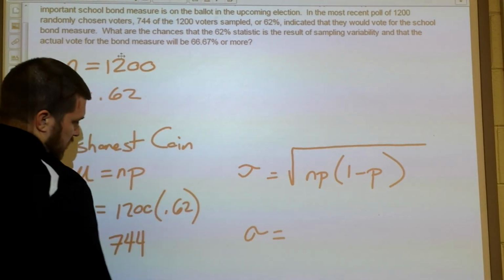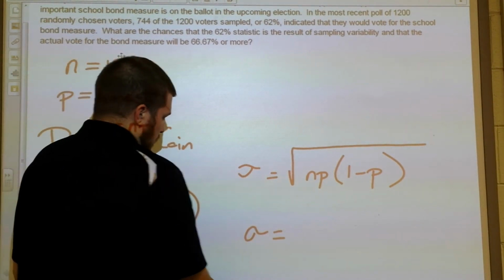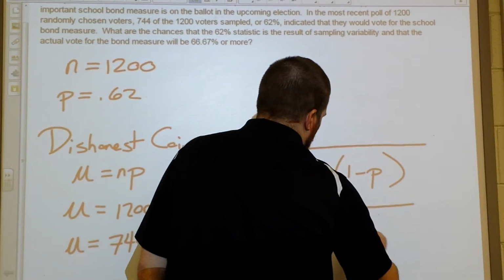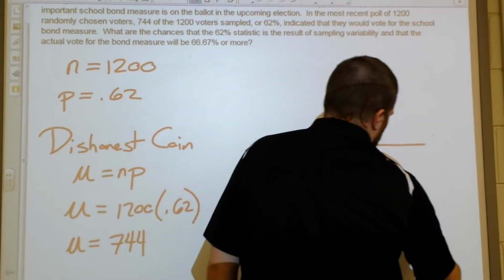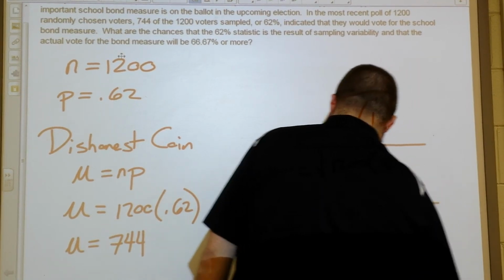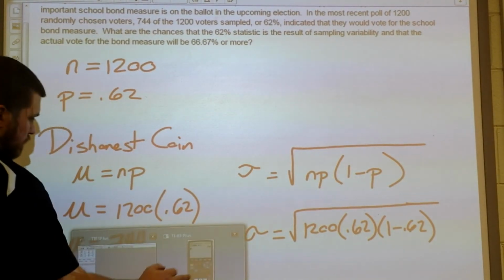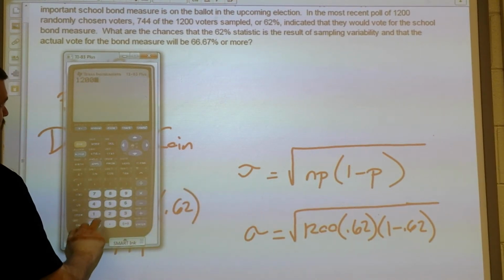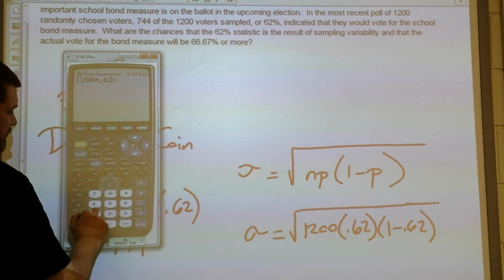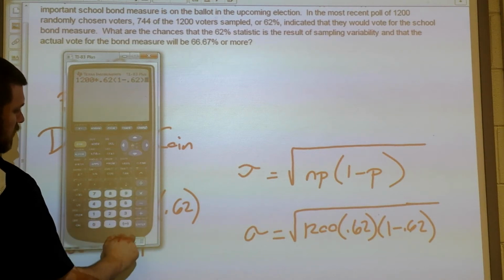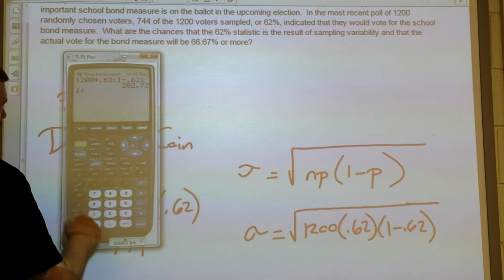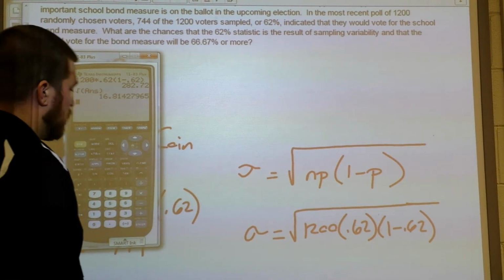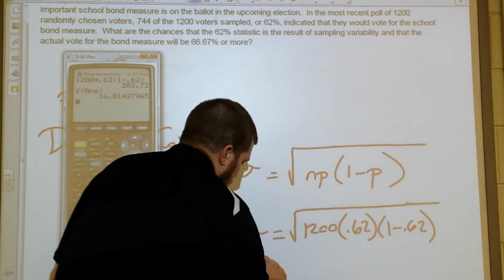So standard deviation, again, we're just going to plug in what we know. So we have the square root of 1,200 times 0.62 times 1 minus 0.62. Using calculator, again, I suggest you work on the inside first. 1200 times 0.62, parentheses 1 minus 0.62, and then square root that. That's 16.81. I'm going to go 2 decimal places.